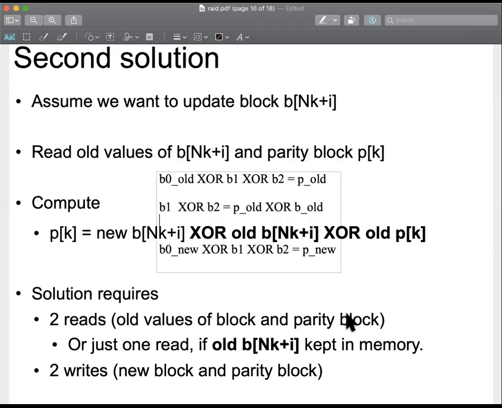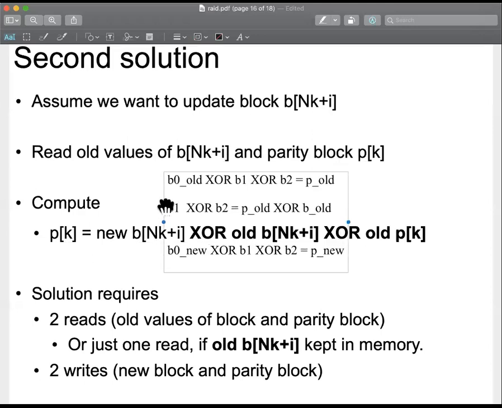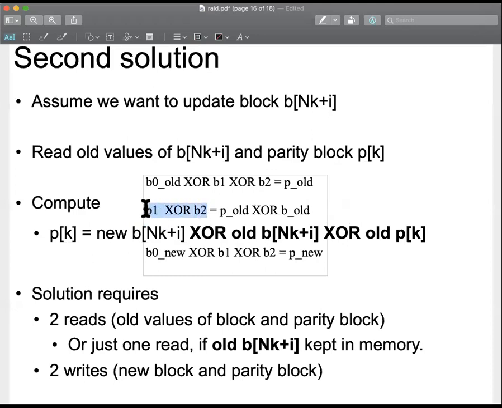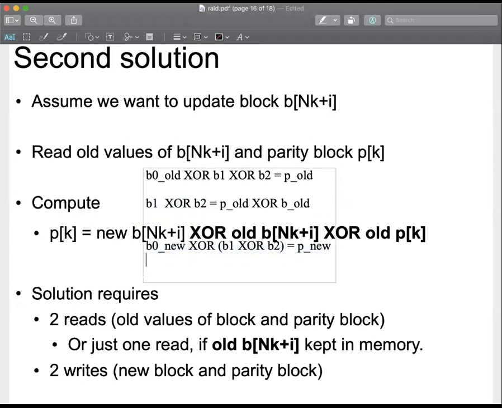Now that we have B1 XOR B2, we can take this value and plug it in here in this equation, the part of the equation that we are trying to solve to compute P new. So by extension, I'm going to do a copy and paste.